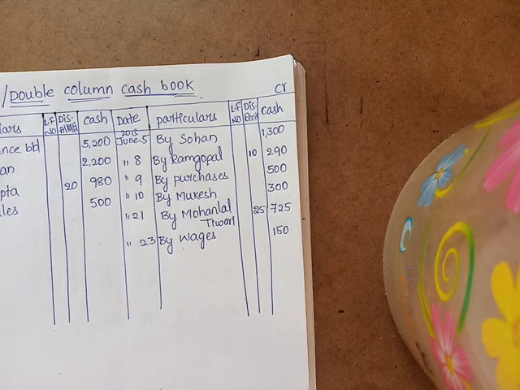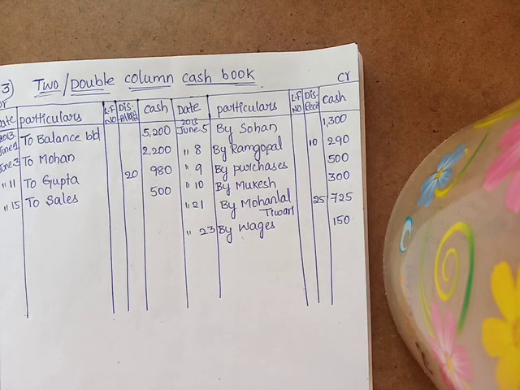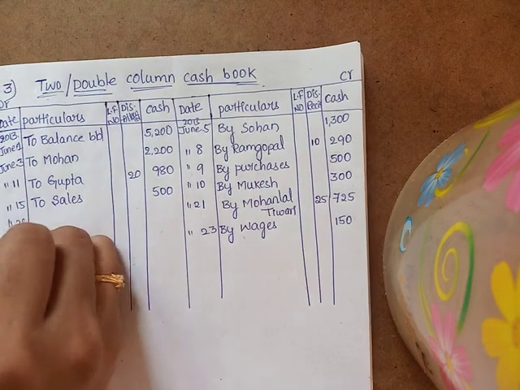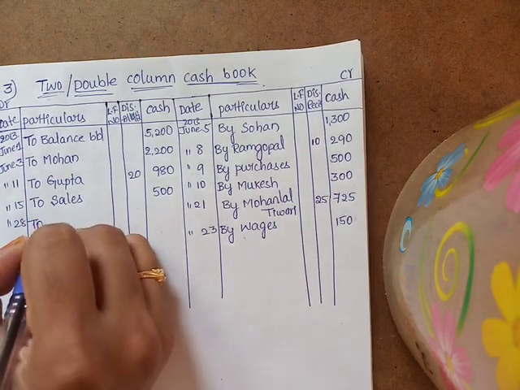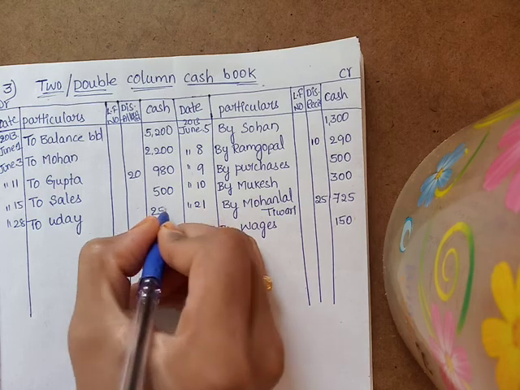Next is received commission from Uday. What is the entry? Commission received in the form of cash only, so that's why debit cash will come. So cash account debit to Uday account. So debit side cash account will come now. On June 28th, to Uday, rupees 250.